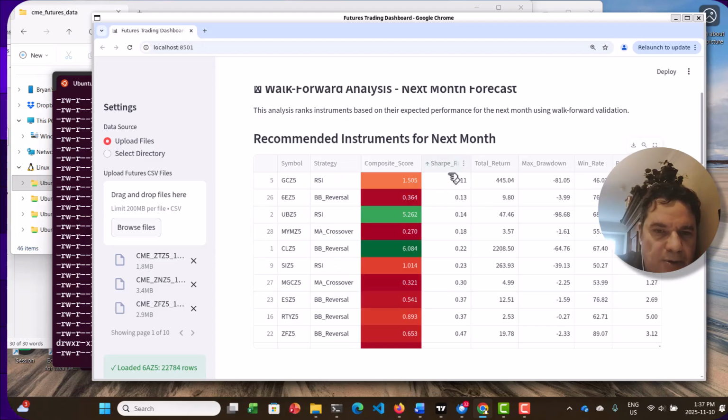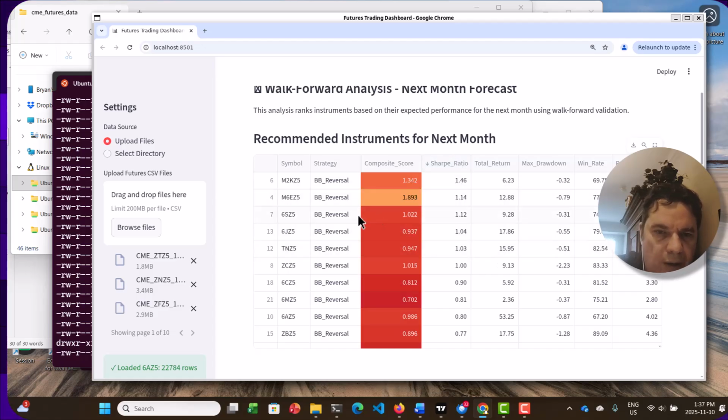Because if I look at the Sharpe ratio and judge everything by the Sharpe ratio on what's moving, you can see here we got some currency here on the euro. And then we've got 6S. Yeah, these are all currencies. So those are moving as well.